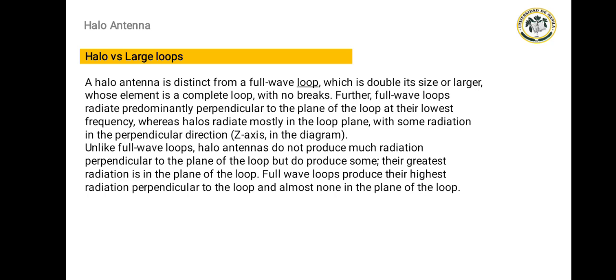Unlike full wave loops, halo antennas do not produce much radiation perpendicular to the plane of the loop, but do produce some. Their greatest radiation is in the plane of the loop. Full wave loops produce their highest radiation perpendicular to the loop and almost none in the plane of the loop.